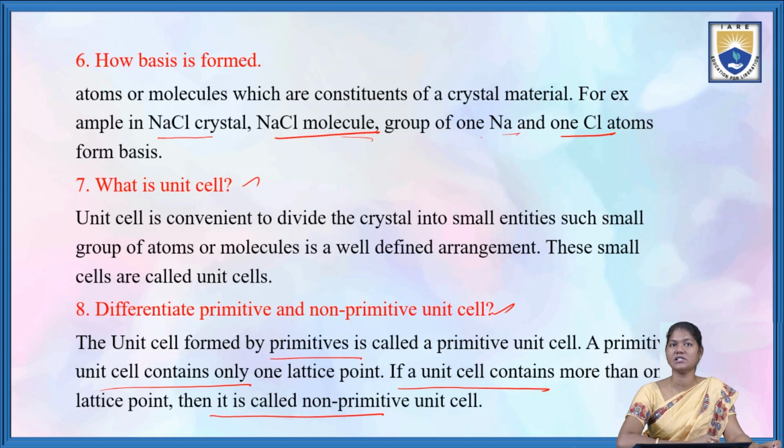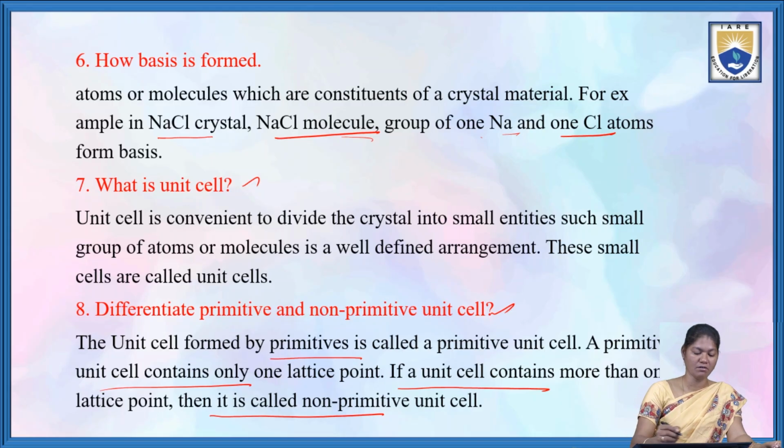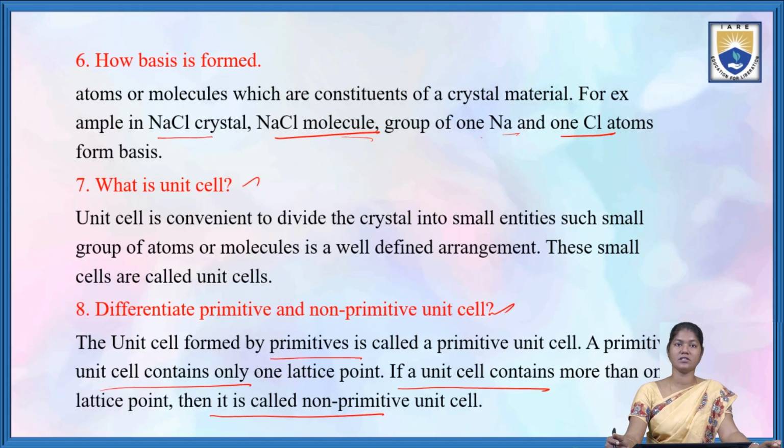So a group of molecules is called a basis, and this basis forms the crystal material. What is a unit cell? It is convenient to divide the crystal into small entities. Such a small group of atoms or molecules in a well-defined arrangement is called a unit cell.